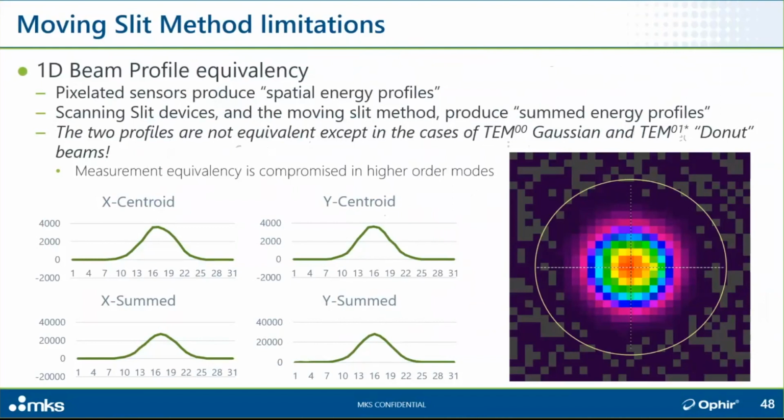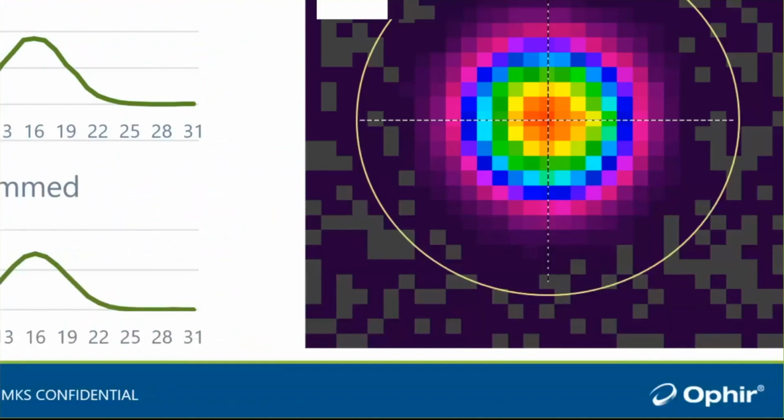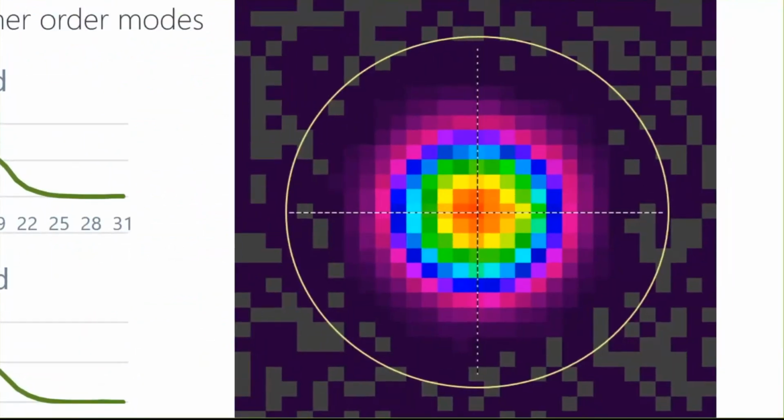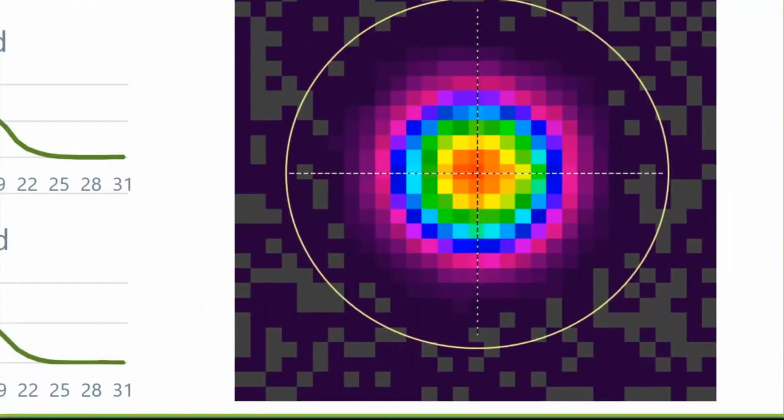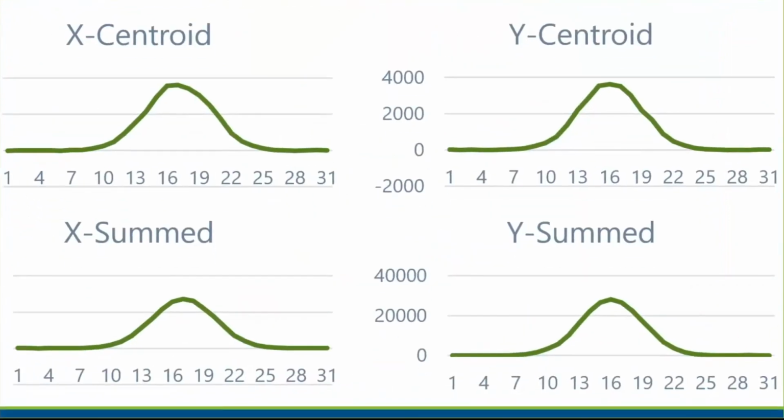So in this case here, we're taking just a 31 pixel by 31 pixel data set, and it is somewhat Gaussian of a laser. Now in the top plots, we have the X centroid data and the Y centroid data. So that is the row and column in the frame all the way up and down and then side to side, that row and column. Those are the two top plots.